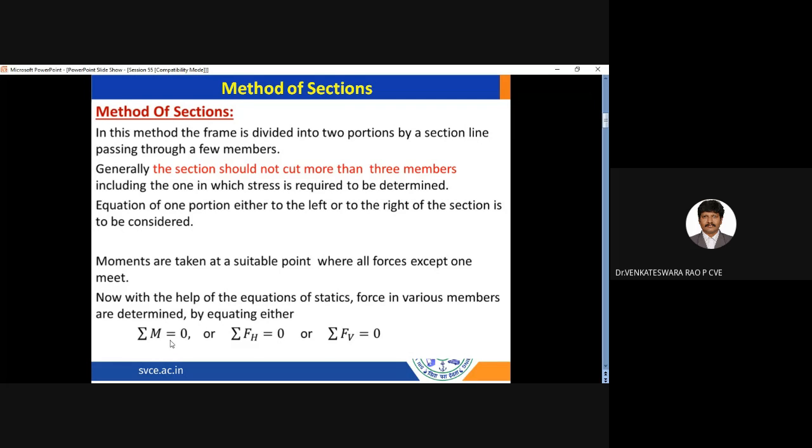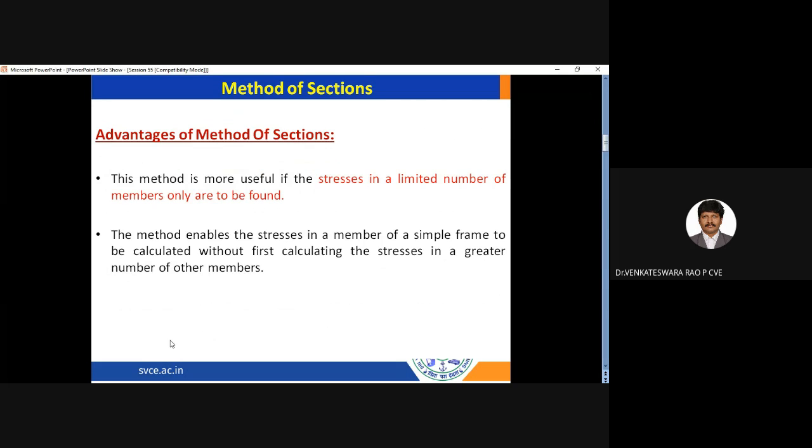You'll understand, it may look like theory, but don't worry about those points. When you take up a problem, you will see that. Then I already said the advantage of the method of sections. This method is more useful if the stresses in a limited number of members only are to be found. If the truss consists of 15, 16 or 17 members, and still I do not want to calculate all the member forces, I want to calculate only a limited number of member forces, like 3 or 4, it is possible with the method of sections.